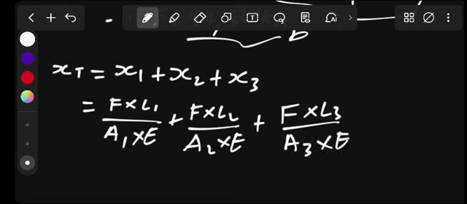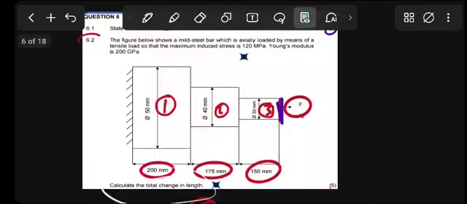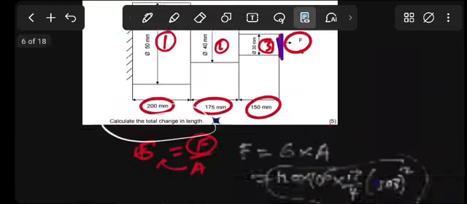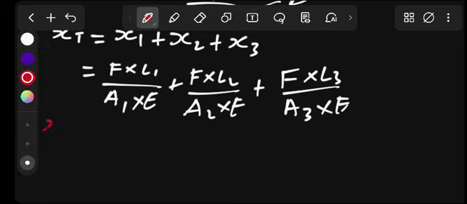Why I did not write this as E3, I left it like that, is because they are the same. They gave us one Young's modulus of elasticity. And the force will be the same, so I can factor out the total extension, since these are the same throughout.